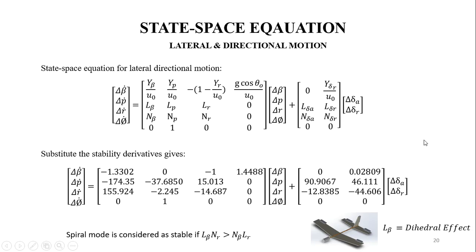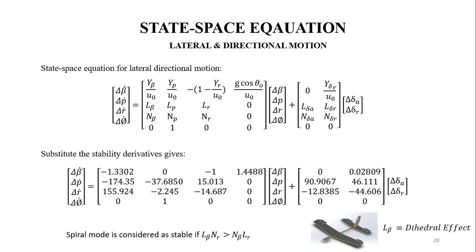So we have evaluated the longitudinal motion, and now let's look at the lateral and directional stability. Same as previously, we will substitute the stability derivatives into the state space equation, but be careful here. We need to make sure that the stability derivative L beta times N r is larger than N beta times L r. This is because the spiral mode is considered stable if L beta N r is larger. A stable spiral mode means the paper plane will follow the flight trajectory as desired.